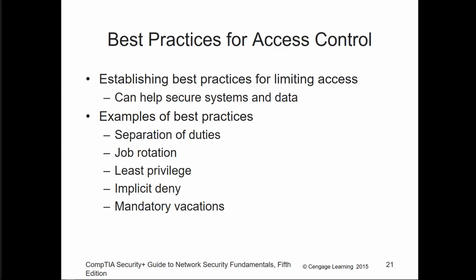Also, the individuals may rotate their jobs. That way, not a single person is doing the same job and is able to cover up anything. There should be an implicit deny. Basically, you'll have an access list, and at the very end of that access list, if nothing is met, deny it. Also, there should be mandatory vacations, just so that you can see the processes occur when one of the key individuals isn't there. Basically, it's a way to make sure that nothing is being covered up.